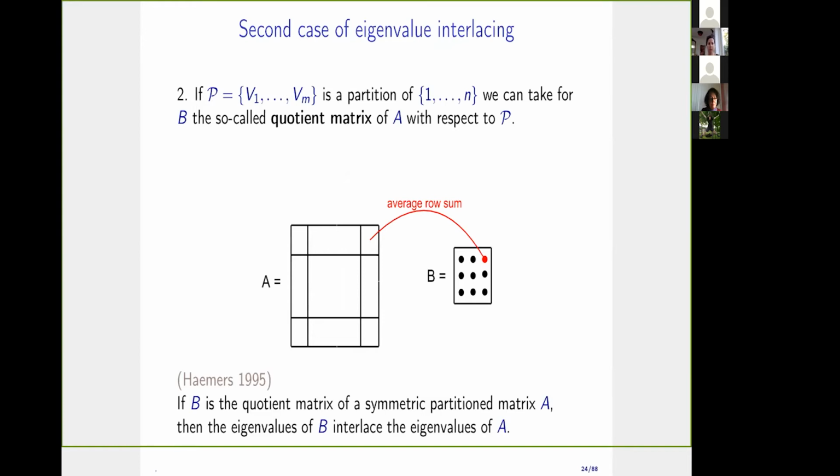And then we have this result by Haemers in his thesis, who proved that the quotient matrix of a graph, its eigenvalues actually interlace the eigenvalues of the original large matrix that you partition into blocks, not necessarily symmetric. Okay?